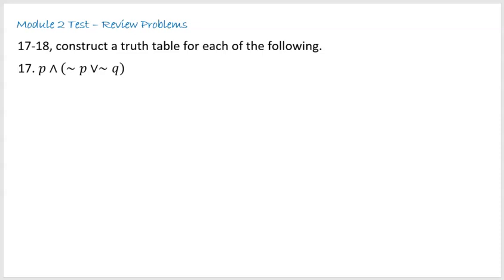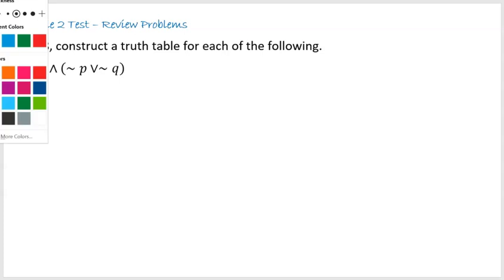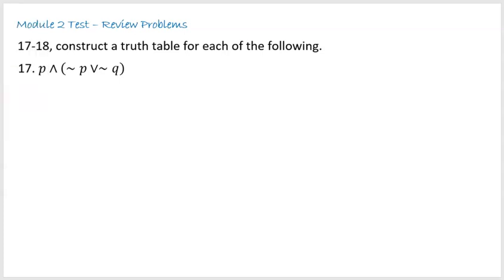Alright, so for problems 17 and 18, we're supposed to construct a truth table for each of the following. The things you need to know to construct a truth table is, first of all, how many component statements do you have? This will tell us how many rows we need to put in our truth table. Notice we have a P and not P, which is still just P, and not Q, which is just Q. So you only have components P and Q.